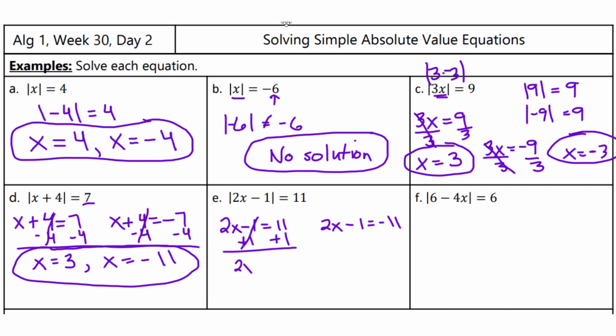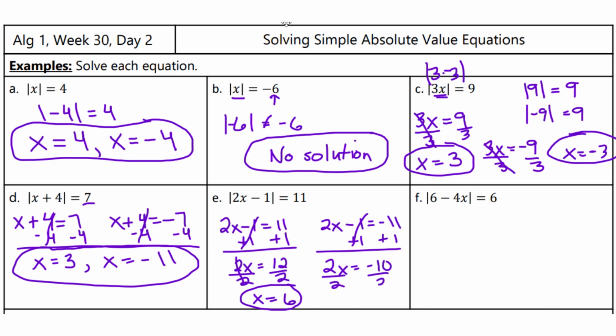So I'm going to add 1 and then divide by 2. So x equals 6. I'm going to add 1. Divide by 2. And get x equals -5. There's my two answers. And we can always check these by plugging them back in. It's always a thing we can do with equations.